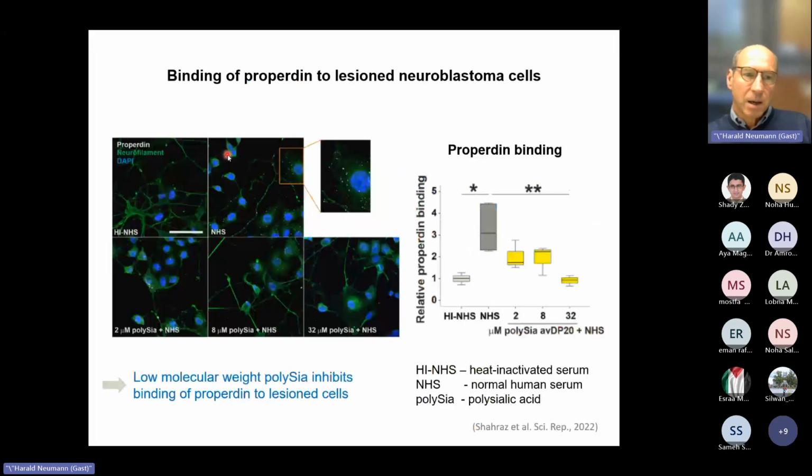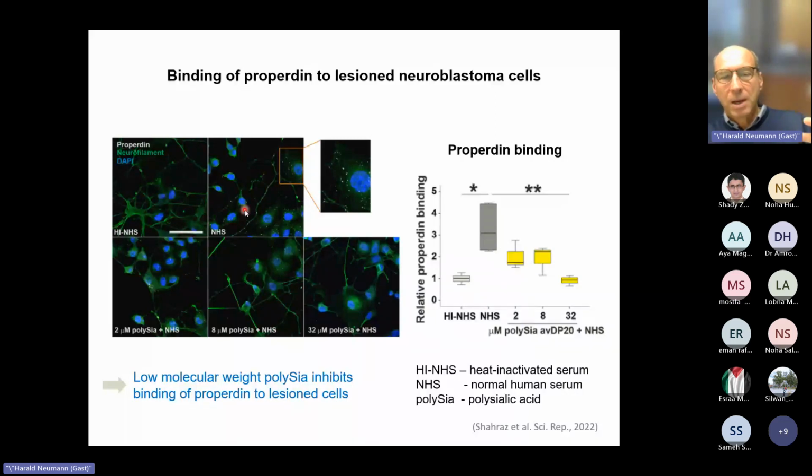We took cells and put them in culture, for example a neuroblastoma line, but we also took a mouse hepatoma line. So we worked with several different cell cultures. Normally, if you add a normal human serum to these cultured cells, as shown here in the second image on the top, and we have lesioned these cells before.